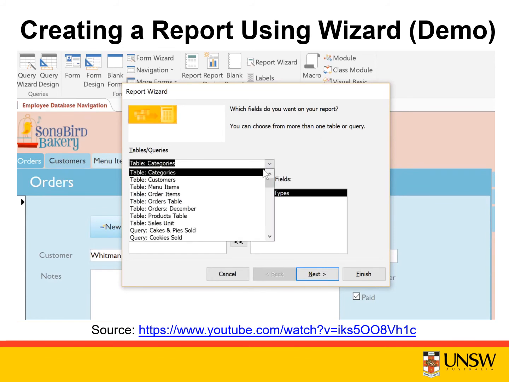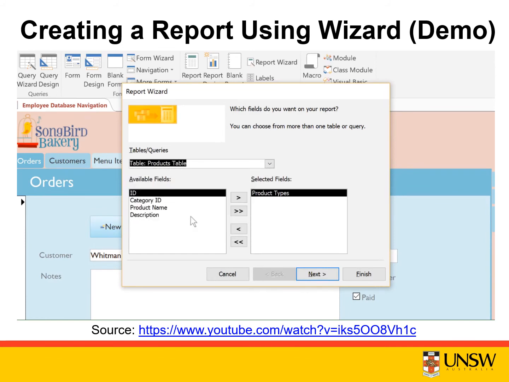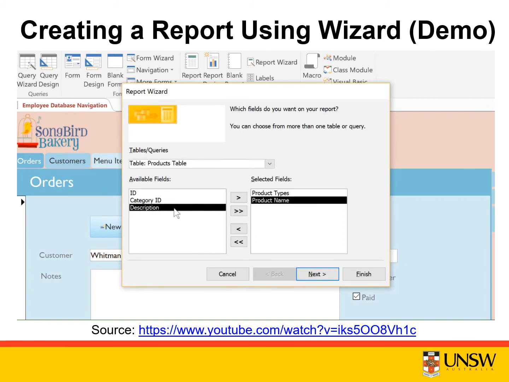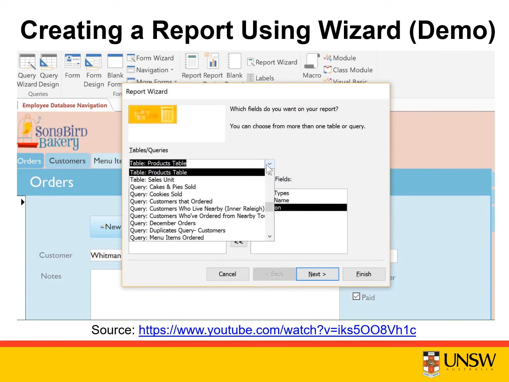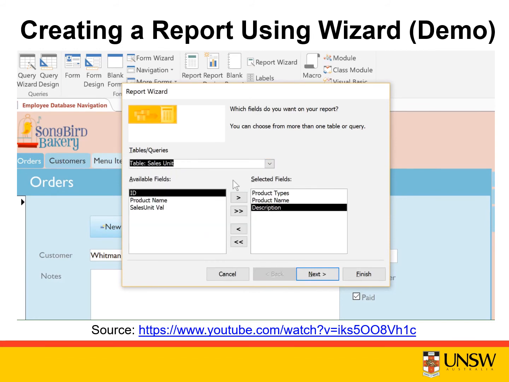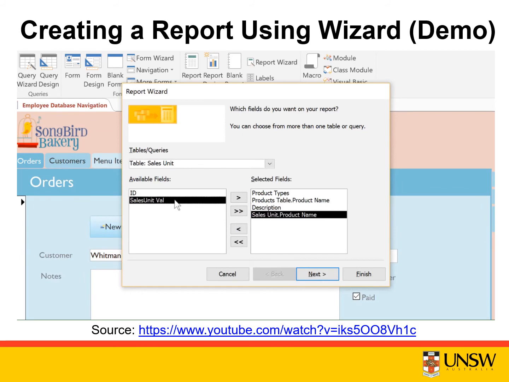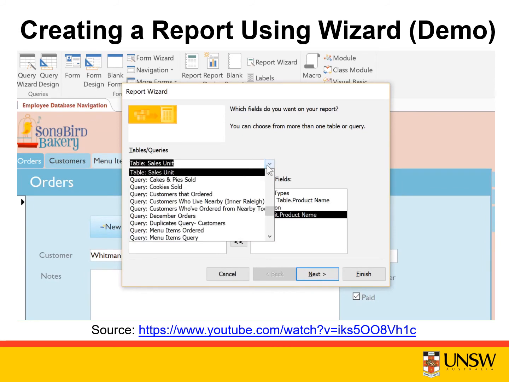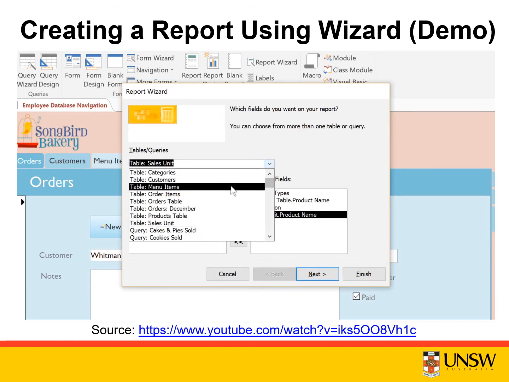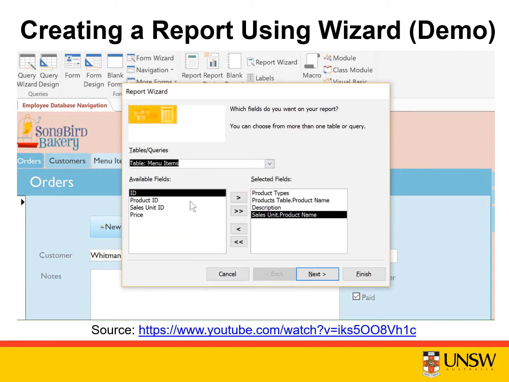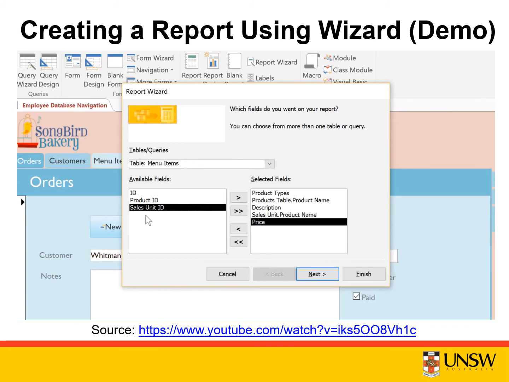Next, we'll choose the Products table, and here we'll add the product name and description. From the Sales Unit table, we'll add the product name, which in this case is just dozen, half dozen, or single. And finally, from the Menu Items table, we'll need the price. So all of these fields are going to be placed into our report. Now click Next.